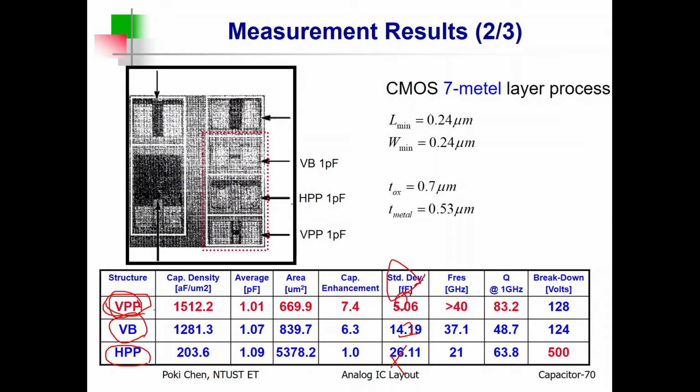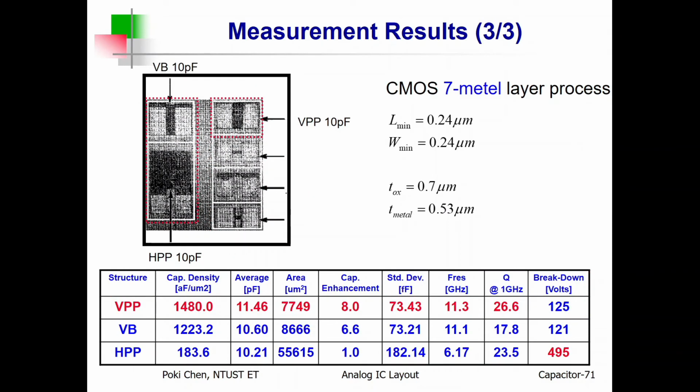Okay? Yeah. Anyway, the quality factor is the best. The only weakness is again the breakdown voltage for VPP, but it's still more than 100. Good enough, even for RF operations. Then they try to implement for all those three capacitors for even larger capacitors, 10 picofarad, as I mentioned. Then again, you can see vertical parallel plate generate almost the best performance.